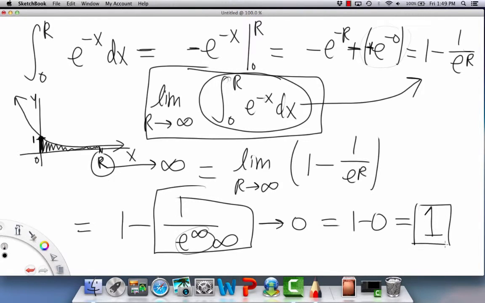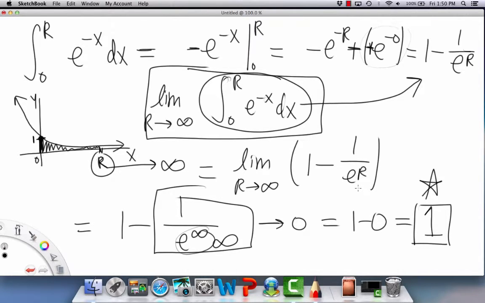So basically what this 1 is saying is that there is a finite, or set, area that the area under this curve approaches as this r, whatever number that is, goes to infinity. So even though this graph continues on and on and on, the area that it keeps adding for every x is going to be infinitesimally small. So this is how an unbounded region can have a finite area.